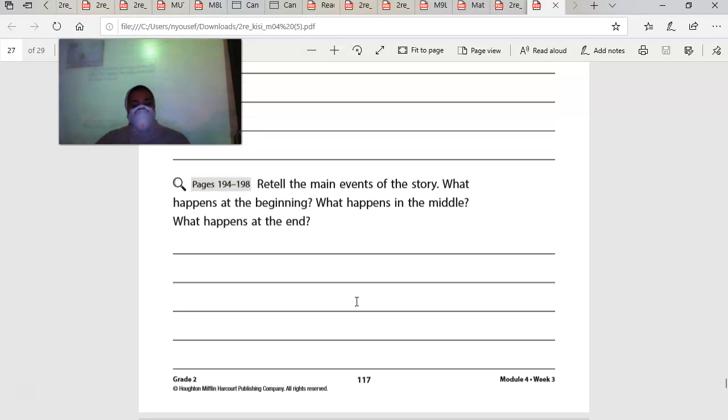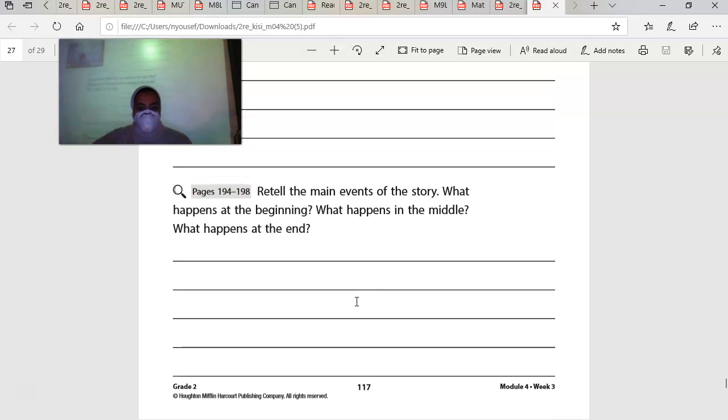Number 2, retell the main events of the story. What happens at the beginning, what happens in the middle, what happens at the end. They're retelling what story? The story on page 194. So you're basically retelling the Cinderella named Juan story. You can tell me what happens in the beginning, what happens in the middle, what happens in the end. What happens in the beginning? Dustin?